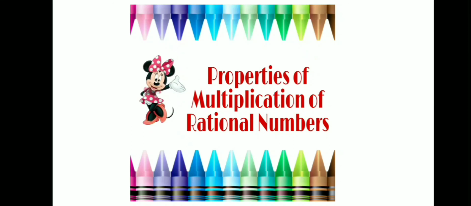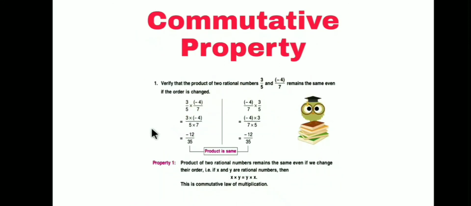Now we will see the properties of multiplication of rational numbers. First one is commutative property. Suppose we have two rational numbers 3 upon 5 and minus 4 upon 7. If you multiply 3 upon 5 into minus 4 upon 7, we get the product as 3 into minus 4 upon 5 into 7, which is equal to minus 12 upon 35.